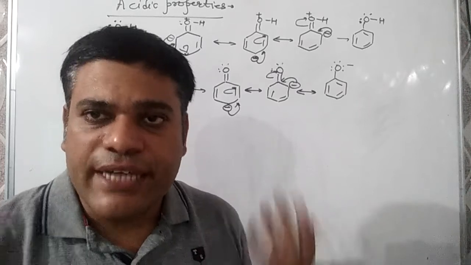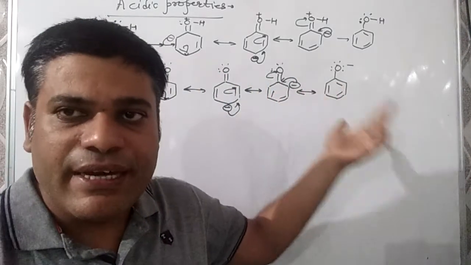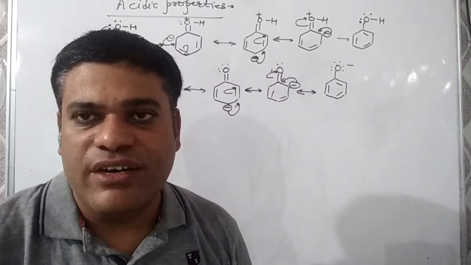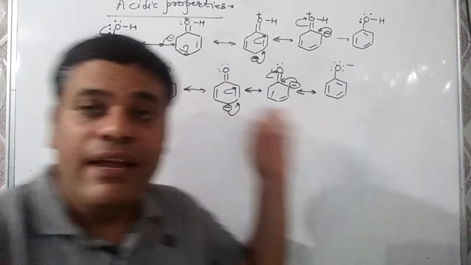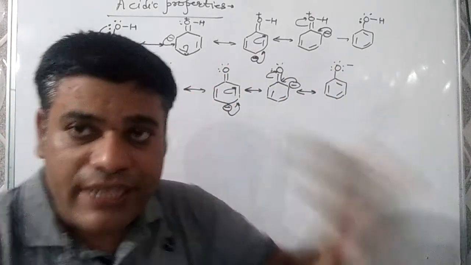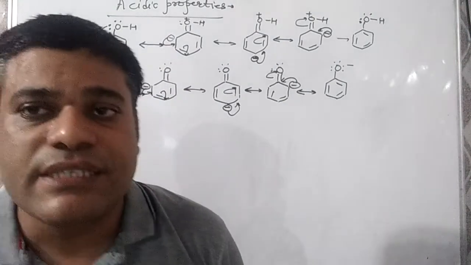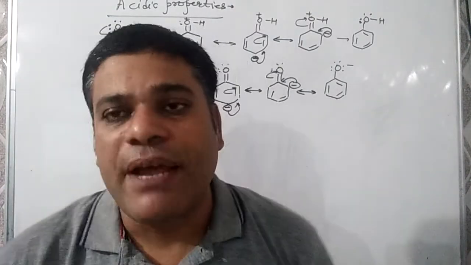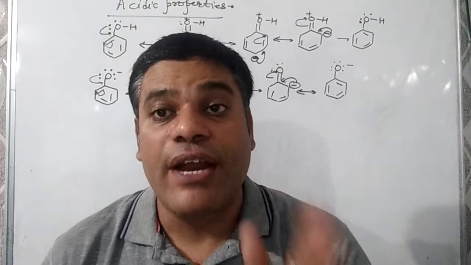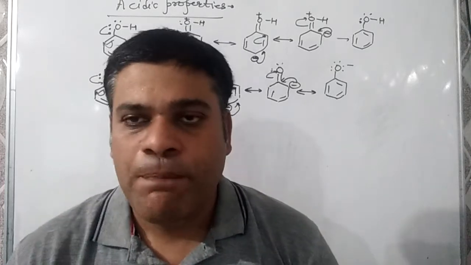Now, the next question might be: why is the OH group ortho-para directing in nature? The reason for that is that in these resonating structures, the electron density increases at the ortho and para positions. That's why the OH group is ortho-para directing for electrophilic substitution, which will be discussed later on.